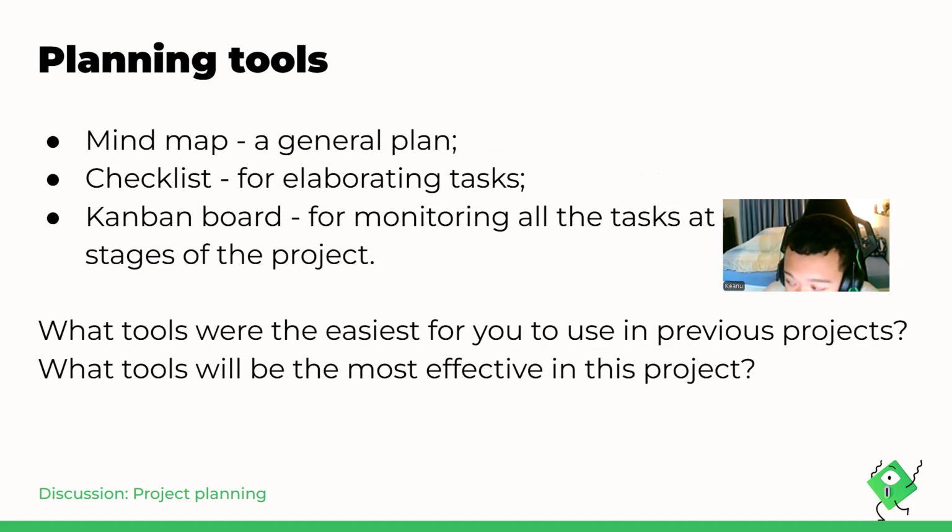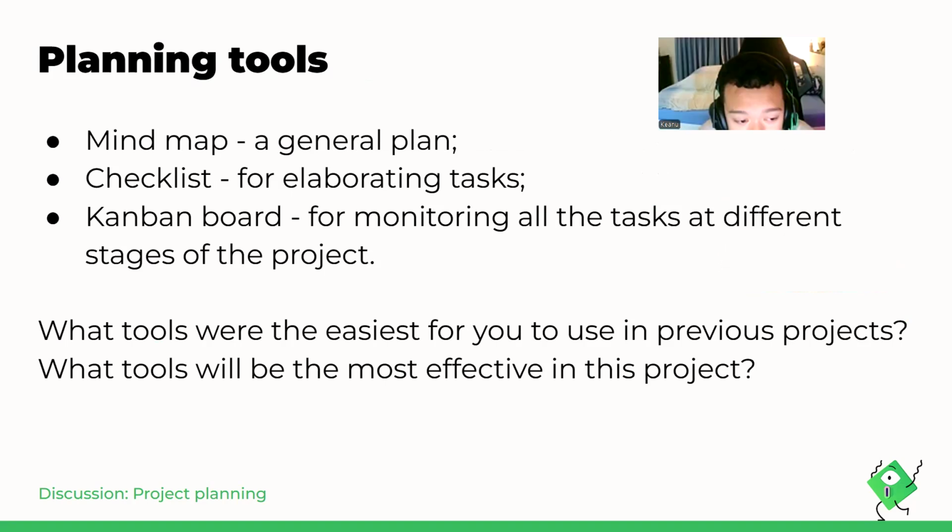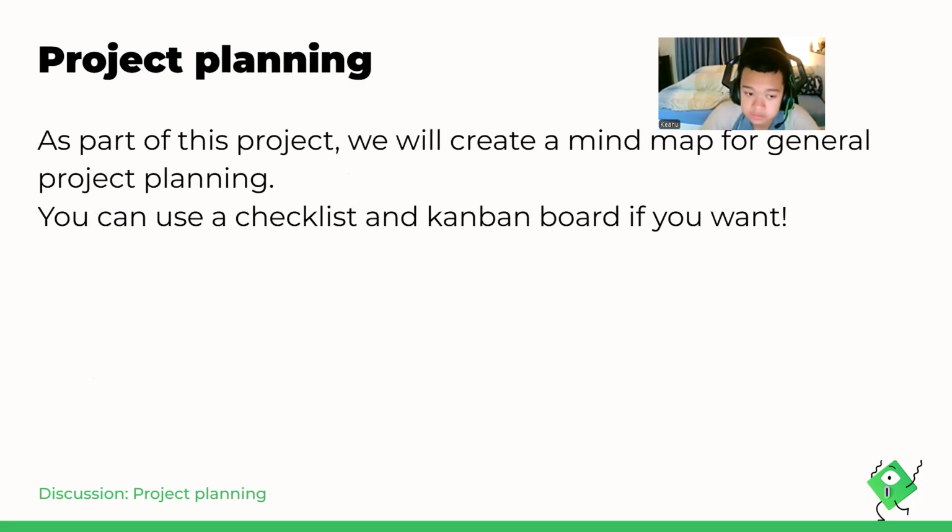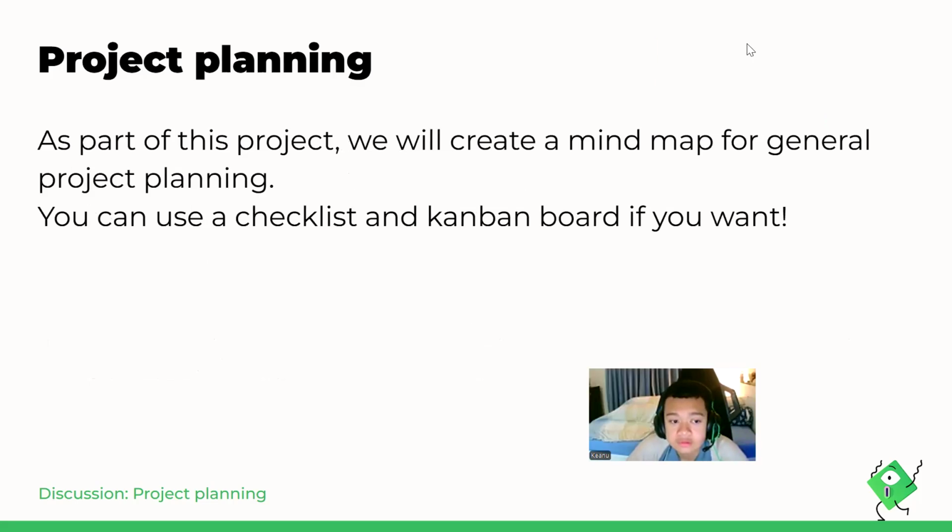Okay, so it's about the mind map, which is the general plan. We have also a checklist for tracking the tasks, and also the Kanban board for monitoring all the tasks at different stages of the project. And then what tools were easiest for us to use in previous projects, and what tools will be the most effective in these projects? So when we go for project planning, as part of this project, we will create a mind map for general project planning. We can use a checklist and also a Kanban board if you want.